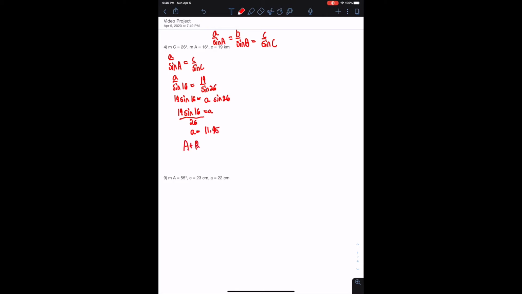So we're going to do A plus B plus C equals 180. So we want to substitute the value. So it will be 16 plus 26 plus B equals 180, and B equals 138.